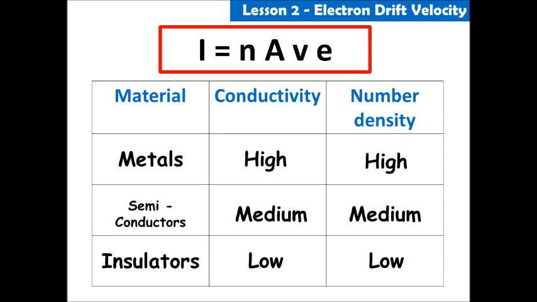So there we have it. Metals have a high conductivity because they have a high number of electrons per meter cubed. Semiconductors have a medium conductivity because they have a medium number of electrons per meter cubed. And insulators have a low conductivity because they have a low number density per meter cubed.